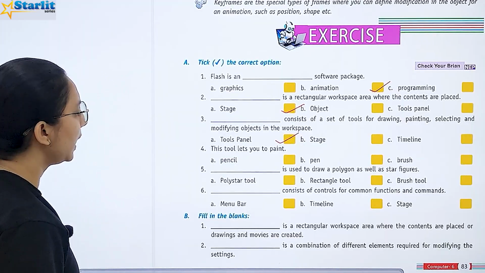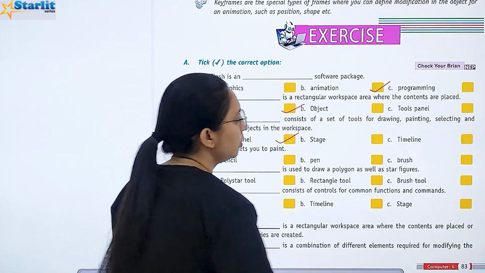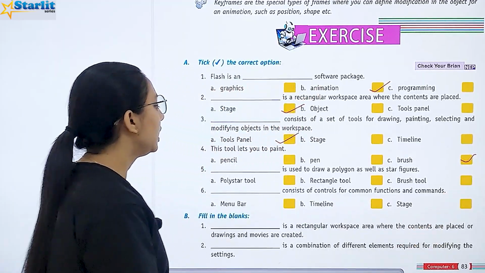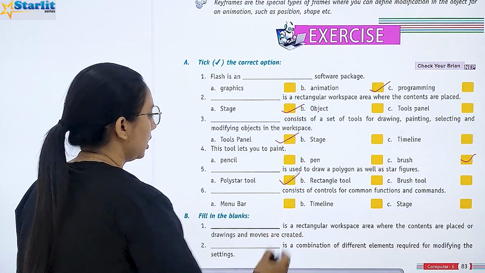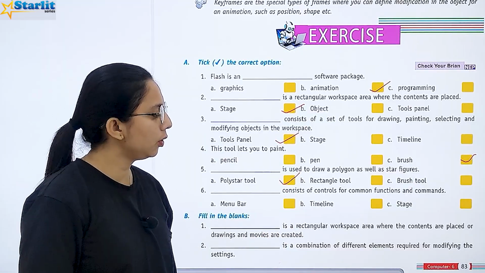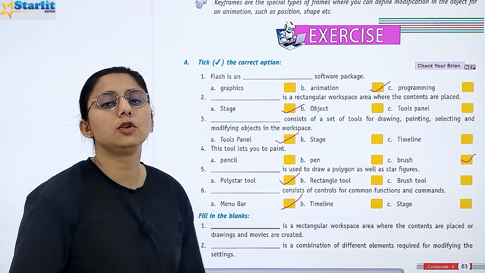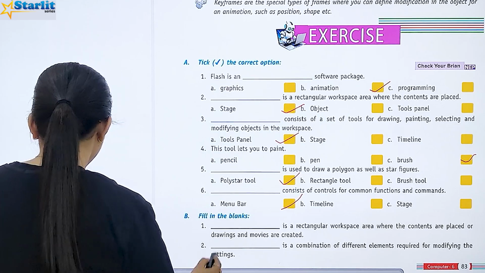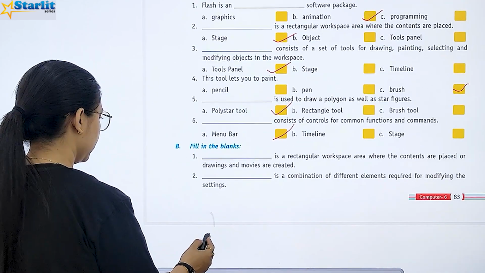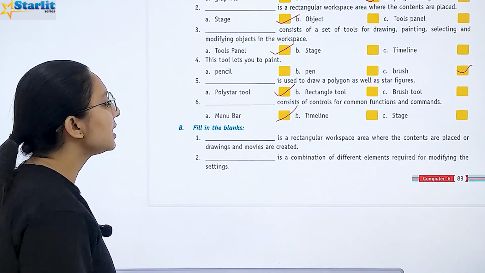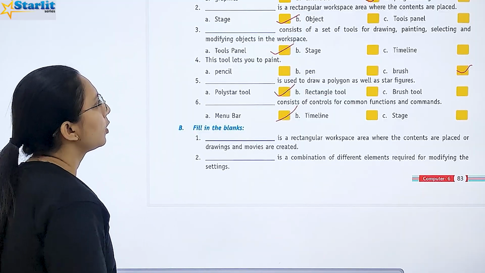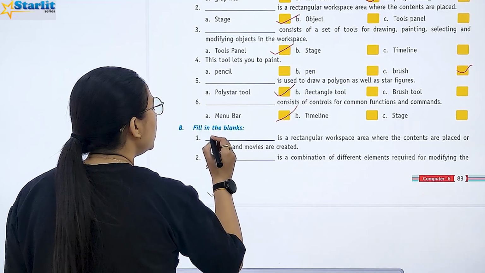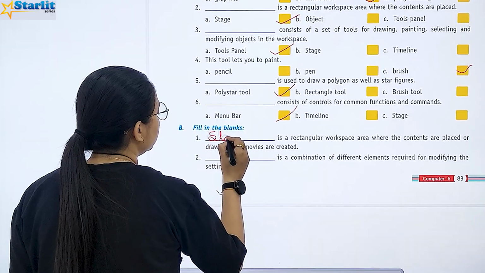This tool lets you paint. तो कौन सा tool होता है? Brush tool. This is used to draw polygon as well as a star figure. That is PolyStar. That consists of control of functions and command. That is menu bar. Now fill in the blanks. This is a rectangular workspace where the content are placed or drawing and movies are created. तो आपका क्या है? Stage.